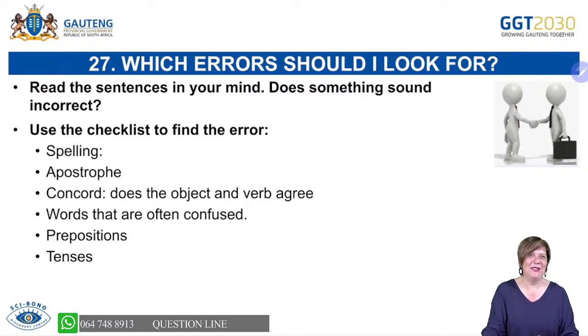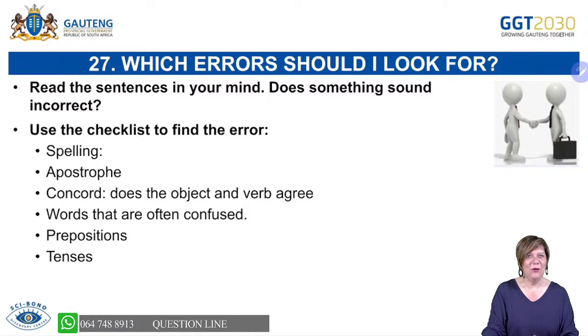Now, the best way to do this is to practice reading it in your mind and listening to yourself. Does something sound strange or incorrect? It's probably that error you're looking for. Now, I'm not allowed to tell you, but there are a number of things that usually pop up in these sentences. And if you know the list, it's easier to know what you're looking for.